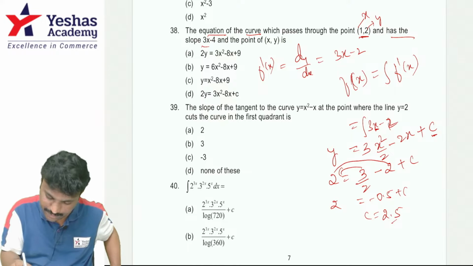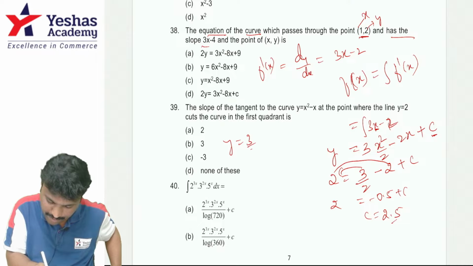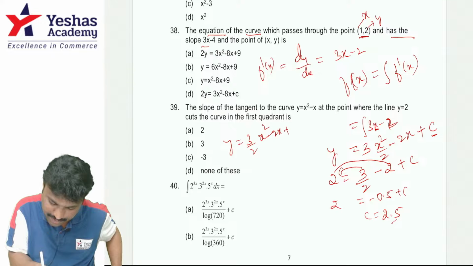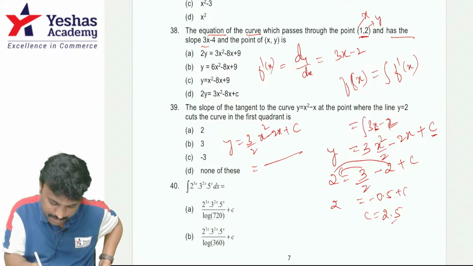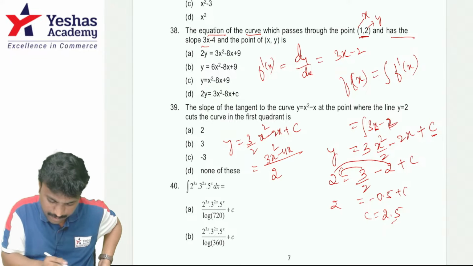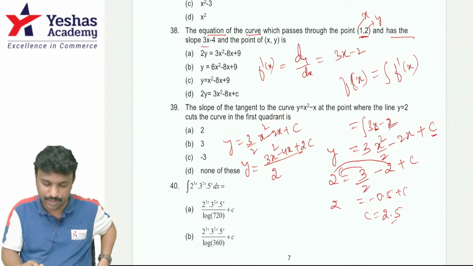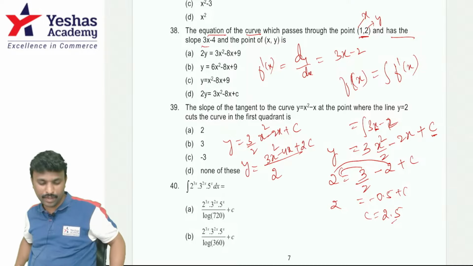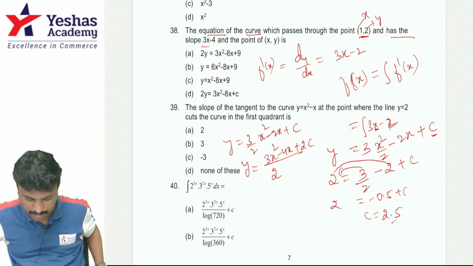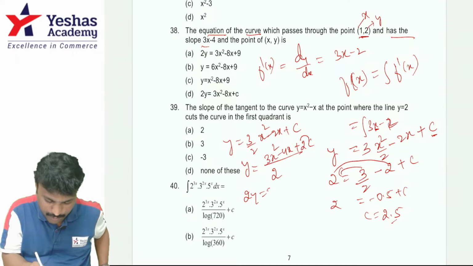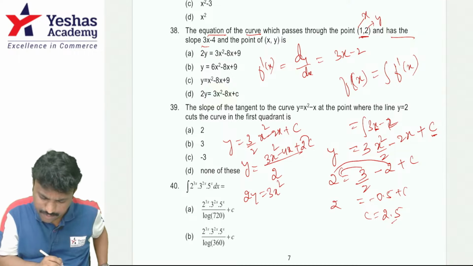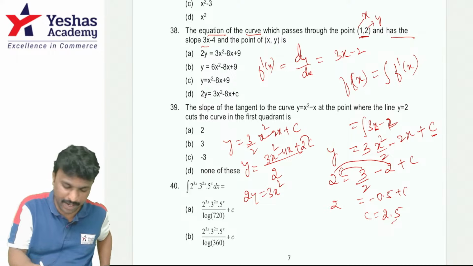Now, this is the function. So y is equal to 3 by 2 x square minus 2x plus c. Now just take the LCM. If I take the LCM, it is 2y equal to 3x square minus 4x plus 2c. So what is the c value? C value is 2.5. 2 into 2.5 is 4.5. So 2y is equal to 3x square. Is it 4x anywhere? Oh, my bad.